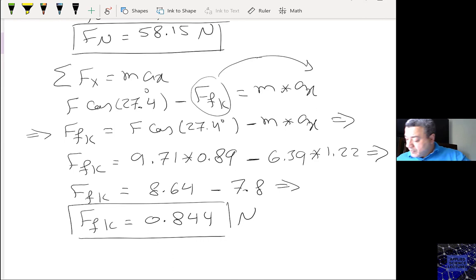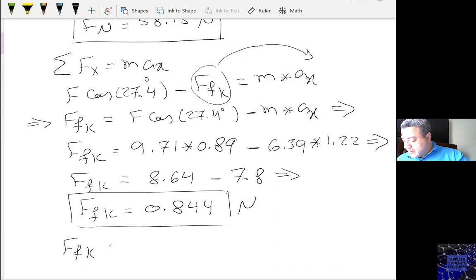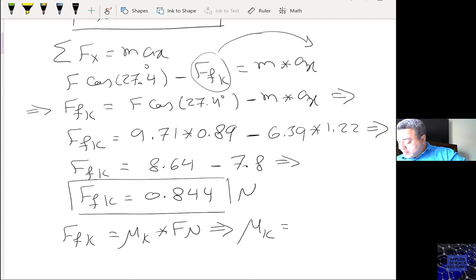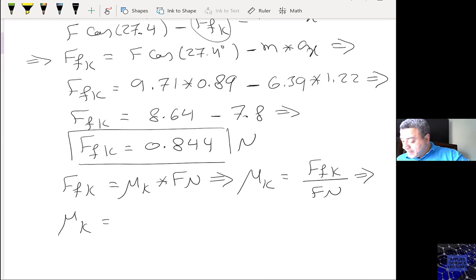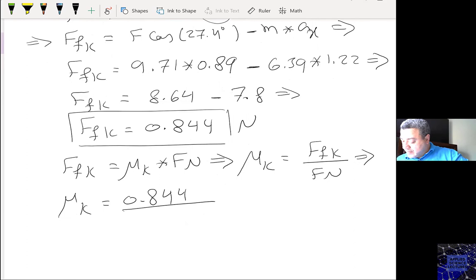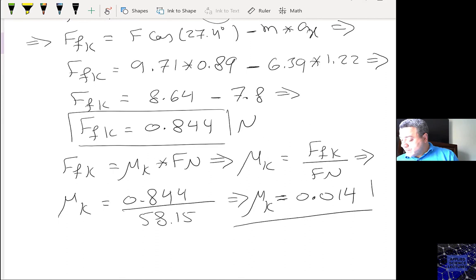Now I know that Ffk equals mu k Fn, which means that mu k is Ffk divided by Fn, or mu k equals 0.844 divided by 58.15. Mu k equals 0.014.